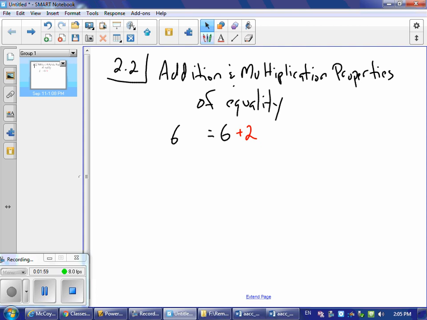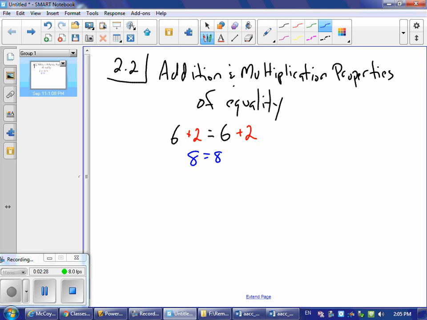So what I'm going to do is go ahead and add 2 to the left side of the equal sign. So whatever you do to one side of the equal sign, you must do the same operation to the other side of the equal sign. These are called the addition and multiplication properties of equality, because now we get a statement that says 8 equals 8, and this is still a true statement.